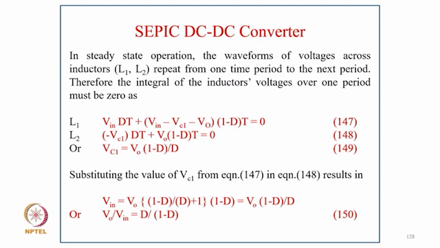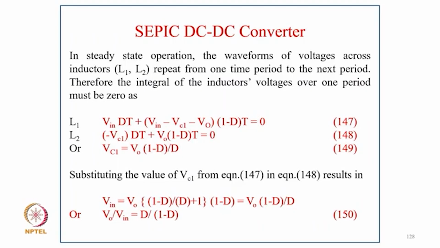In steady state operation, the waveforms of the voltage across the inductors L1 and L2 repeat from one time period to the next. Therefore, the integral of inductor voltage over the period must be 0. So across L1: Vin·dT plus (Vin minus VC1 minus VO)·(1 minus D)T equals 0, and across L2: minus VC1·DT plus VO·(1 minus D)T equals 0, from which we get VC1 equal to VO times (1 minus D) upon D.